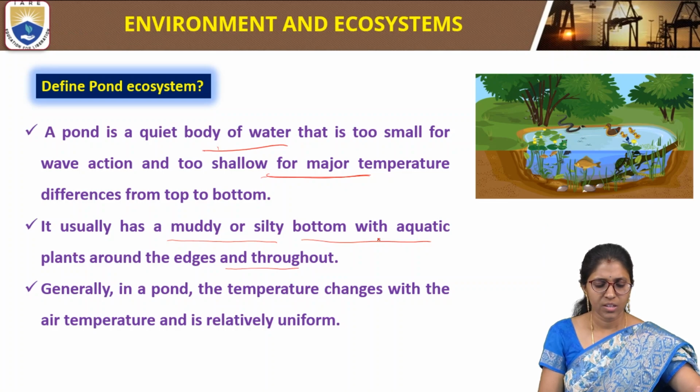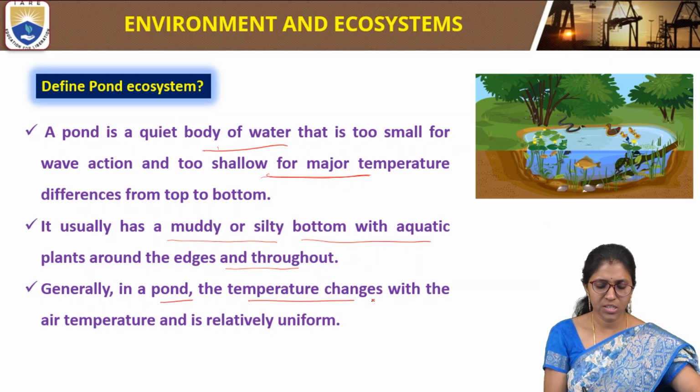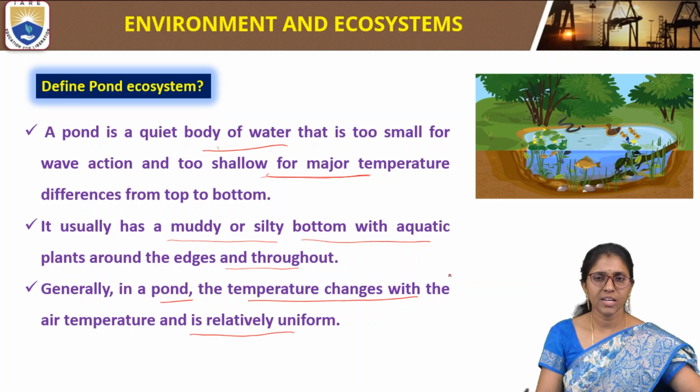It has a muddy and silty bottom with aquatic plants around the edges and throughout the pond. Generally in a pond, the temperature changes with the air temperature, and it is relatively uniform. The temperature is uniform, top and bottom of the pond, usually the same.